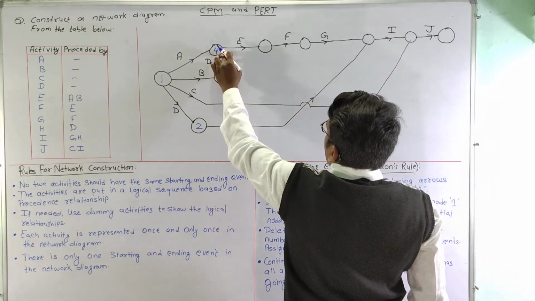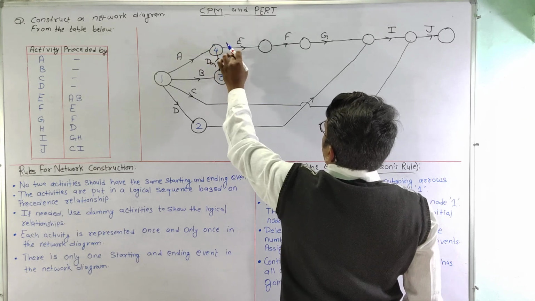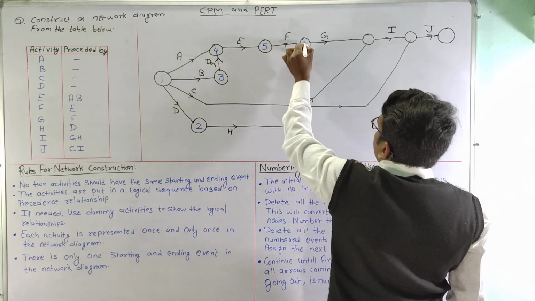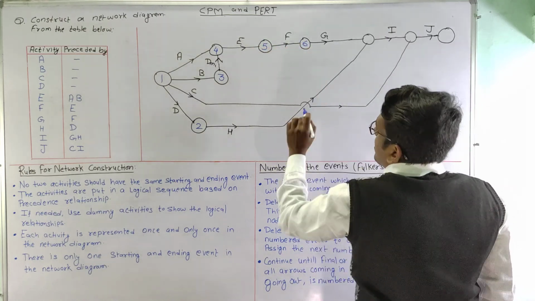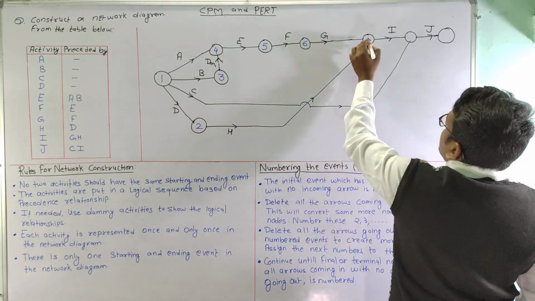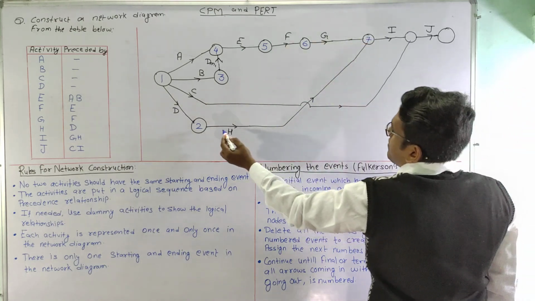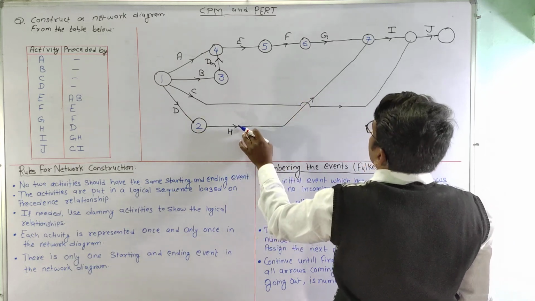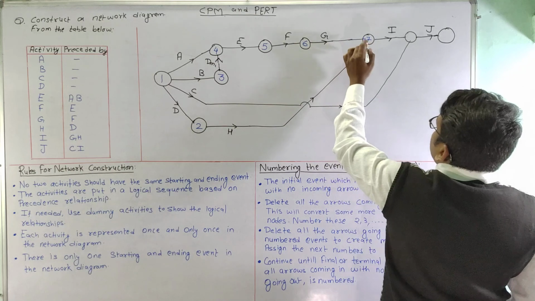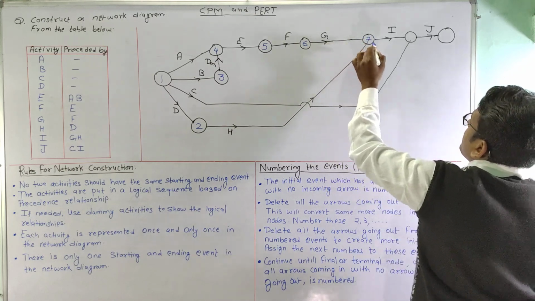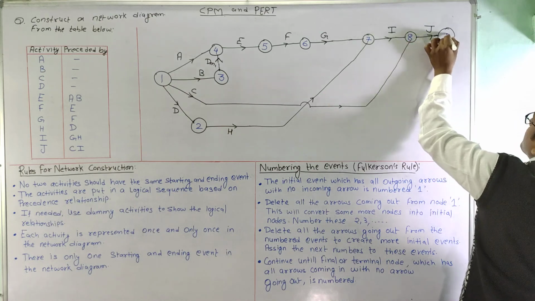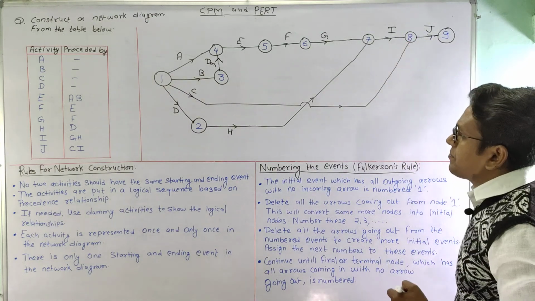Similarly, if we delete activity E, then this will become an initial event, so this will be 5. Similarly, this will be 6 and this will be 7, because activity H is deleted and activity G is deleted, so this will become an initial event. Similarly, this will be 8 and this will be 9.